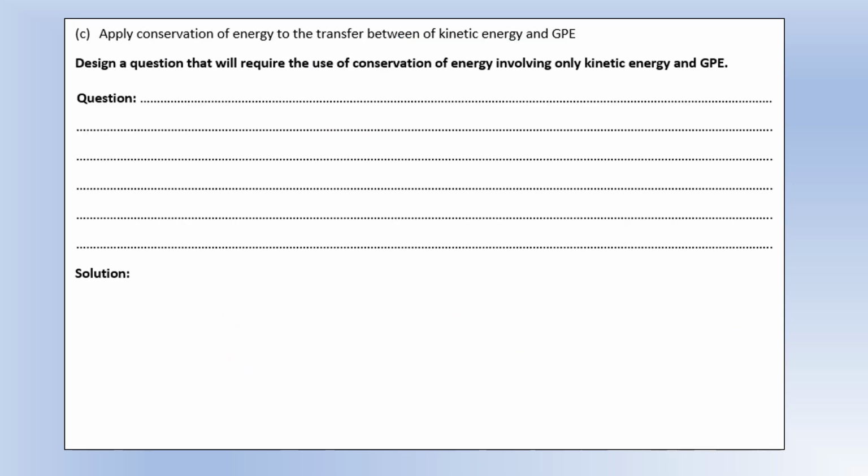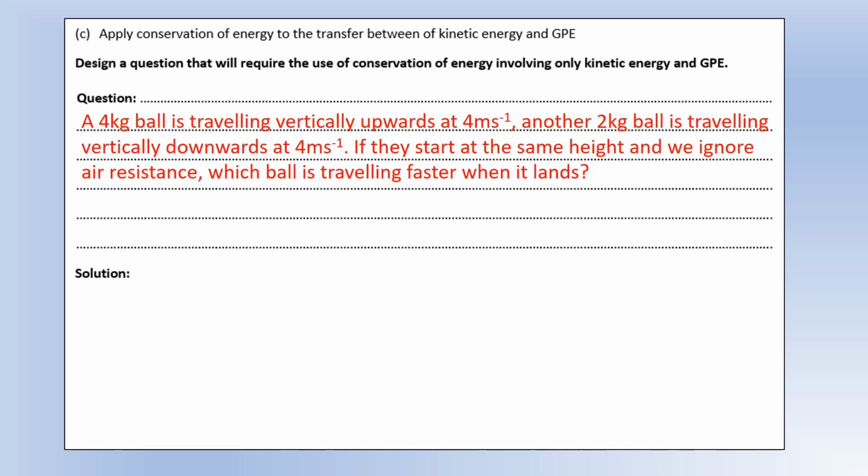Again, you should have come up with a scenario to apply conservation of energy to kinetic and GP. Mine was, we've got a 4 kilogram ball traveling vertically upwards at 4 meters per second, and another 2 kilogram ball traveling downwards at 4 meters per second. If they start from the same height and we ignore air resistance, which ball is traveling faster when it lands?